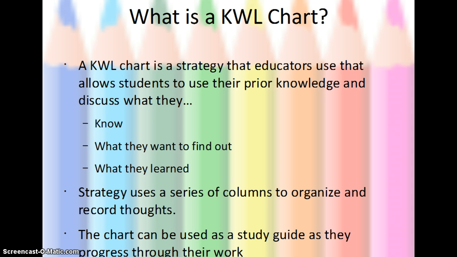What is a KWL chart? A KWL chart is a strategy that educators use that allows students to use their prior knowledge and discuss what they know, what they want to find out, and what they learned. The know is when we ask students what they already know about a certain subject. For example, what do you already know about spiders?